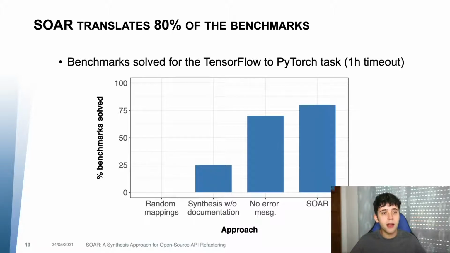The second bar is a version of SOAR where we don't use the documentation for the synthesis. In this case, we can solve 25% of the benchmarks. The third bar is the number of benchmarks we solved without the error message understanding model, and in this case, we can solve 70%. And the fourth bar is the full approach with all features turned on, and we can solve 80% of the benchmarks.